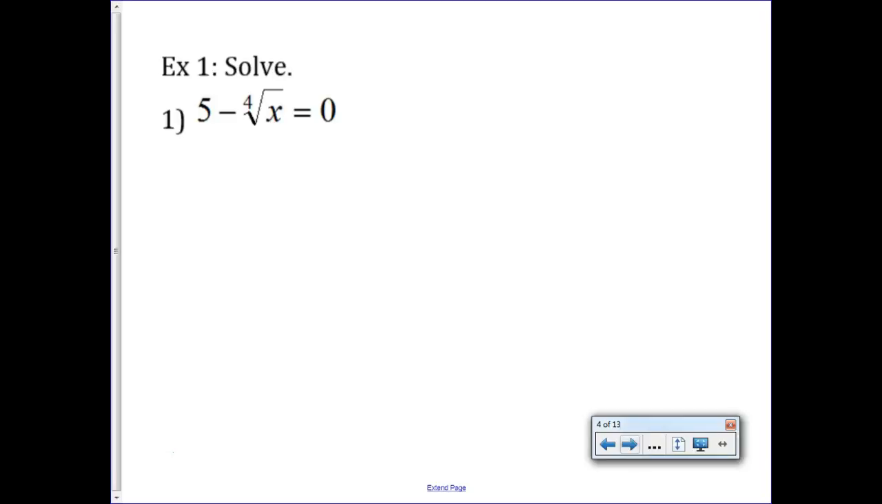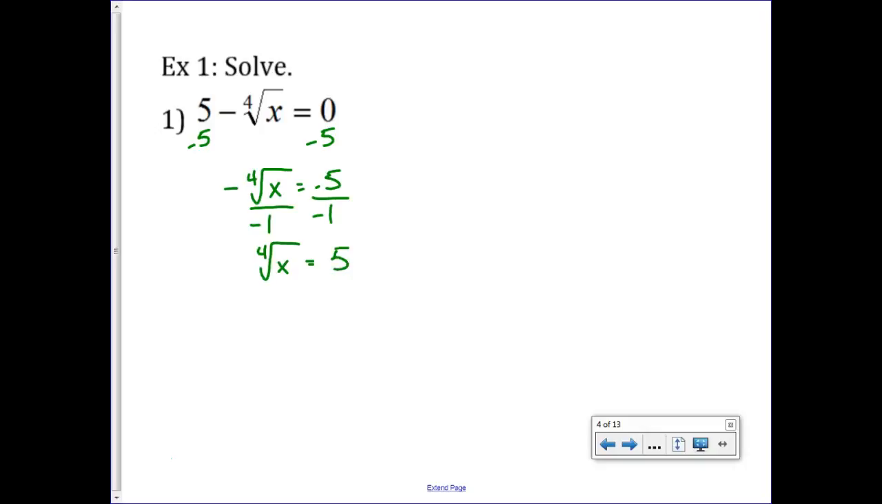So to solve, just like we've been solving before, we want to get that 4th root of x by itself before we do anything to it. So to start, I'm going to subtract 5 from both sides. So I get negative 4th root of x equals negative 5. I'm then going to divide by negative 1. Probably a more direct route would have been to move the 4th root of x over, but that's okay. So 4th root of x equals 5.